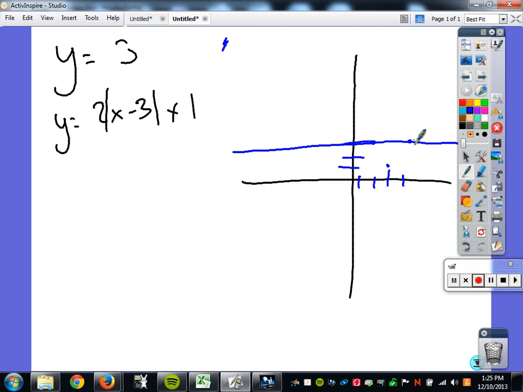Now I want to pick some more points to get a more accurate graph. Let's pick 4. 4 minus 3 is 1. Absolute value of 1 is 1. 1 times 2 is 2. 2 plus 1 is 3. Still works, right? Let's pick another value. What's another value you want to pick? 4? We already picked 4. 7. Okay, 7. 7 minus 3 is 4. Absolute value of 4 is 4. 4 times 2 is 8. 8 plus 1 is 9.